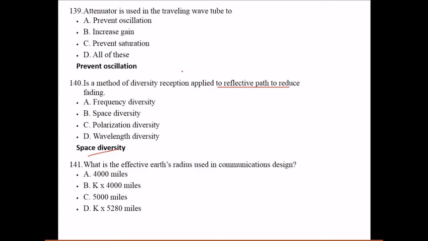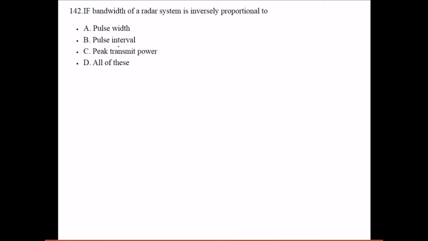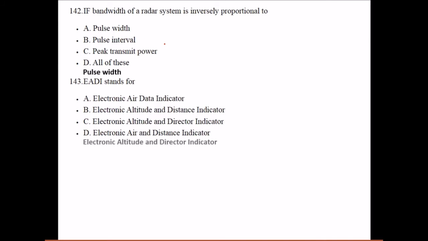Now, what is the effective earth radius used in communication design? It is K into 4,000 miles. K into 4,000, where we have seen the value of K as 4 by 3. And the IF frequency of a radar system is inversely proportional to the pulse width. Now EADI stands for what? EADI stands for electronic attitude director indicator.